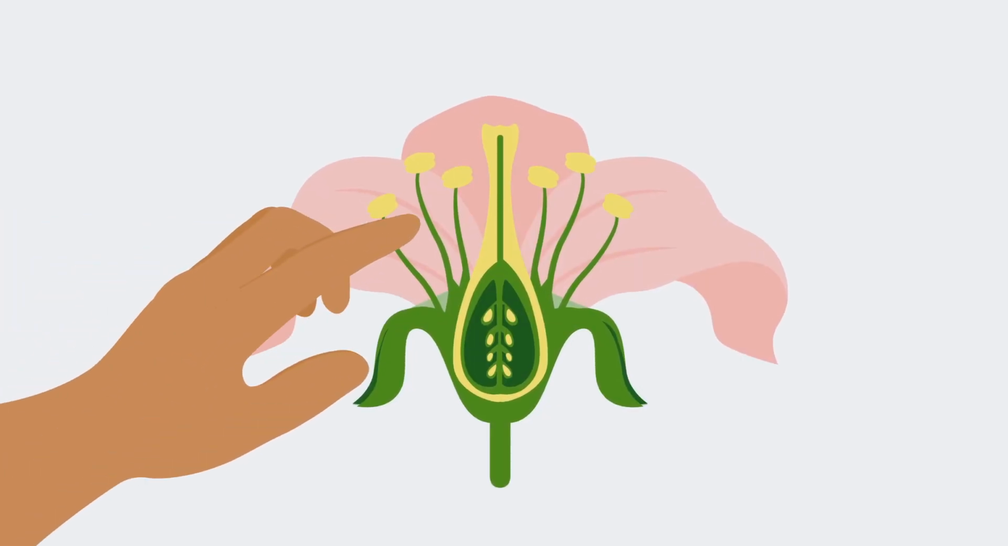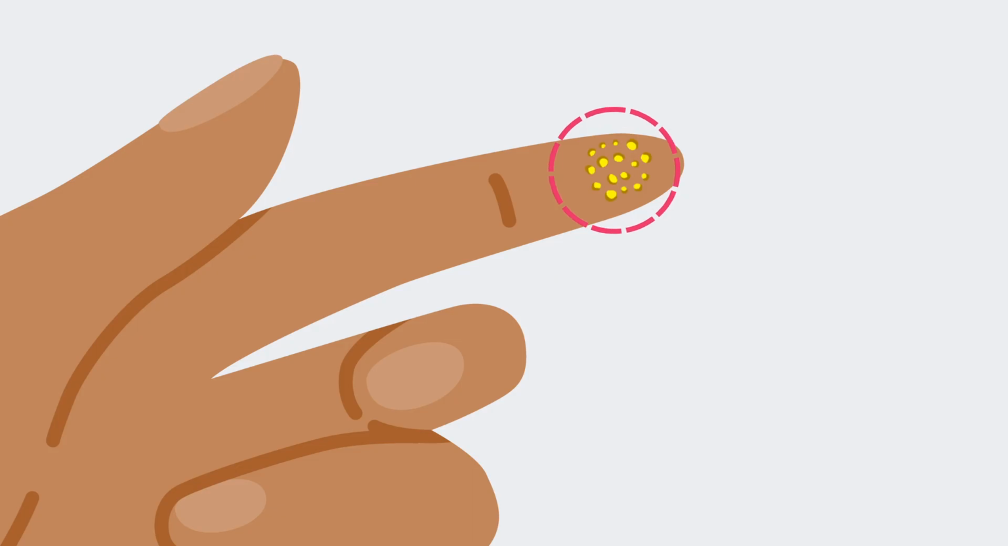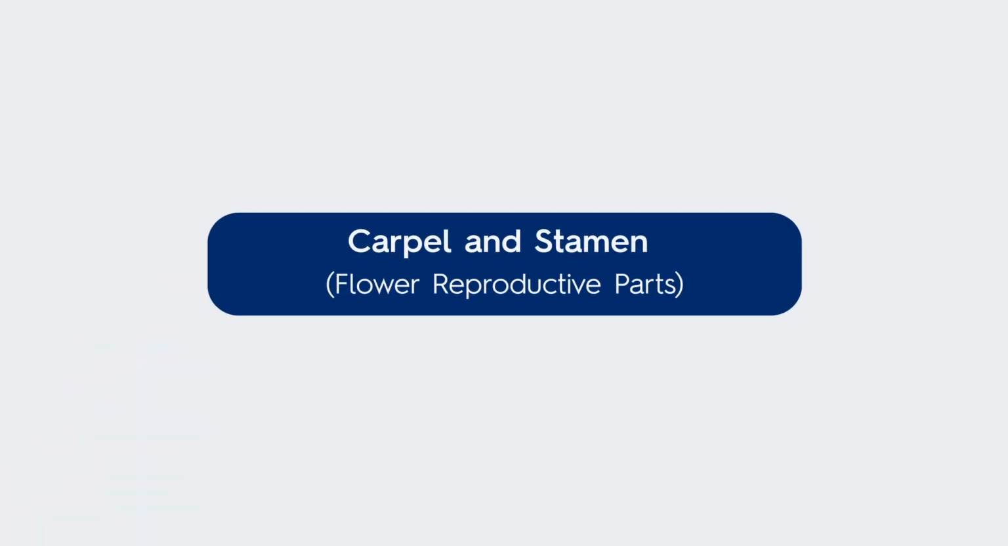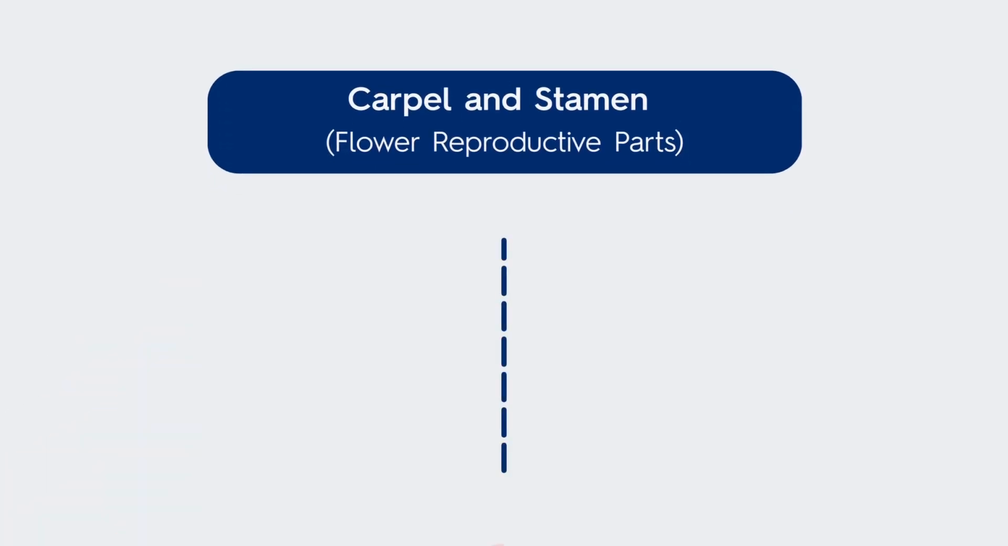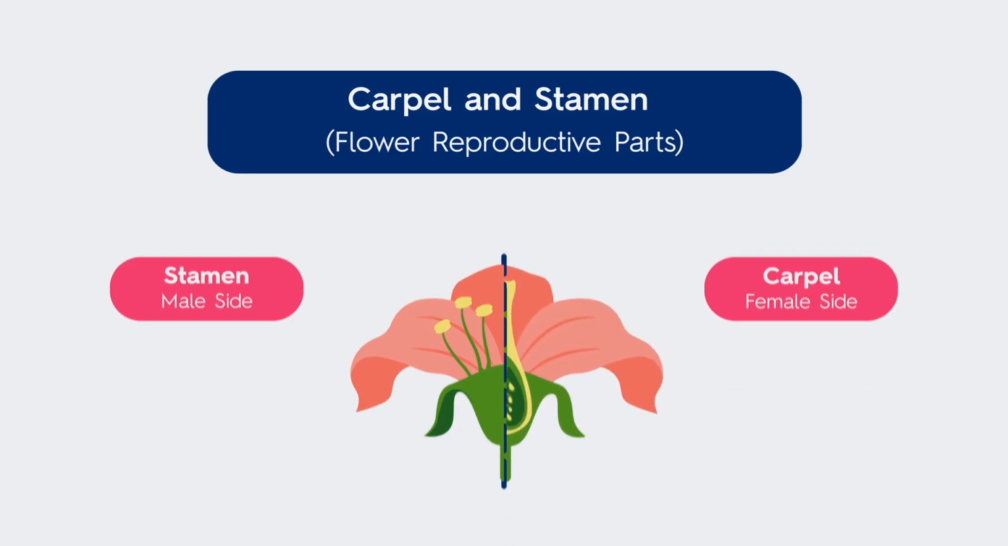Ever brushed a flower and ended up with yellow dust on your fingers? That sticky dust is pollen, and it comes from one specific flower part. Let's find it fast. In this video, you'll learn the parts of the stamen and the carpel, what each part does, and an easy way to remember them.